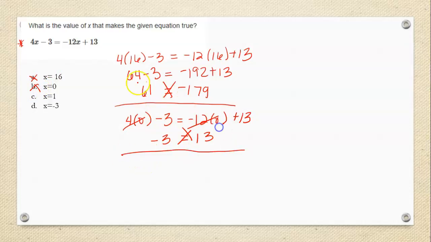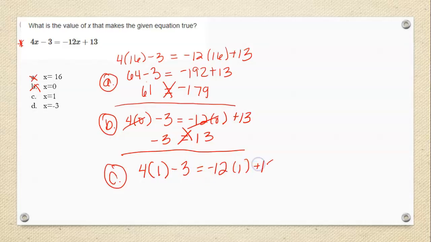So let's try C. This was A, this was B. Let's try C. We're going to take x equals 1. Let's put 1 in everywhere we see an x. All right, 4 times 1 is 4. 4 minus 3 is 1. Negative 12 times 1 is negative 12. Plus 13 is 1. We found it. 1 does equal 1. So that means x is the value that will make that true. The left-hand side equals the right-hand side.